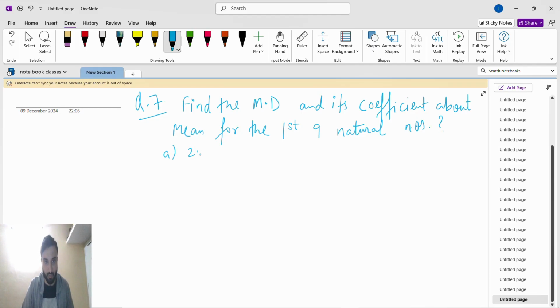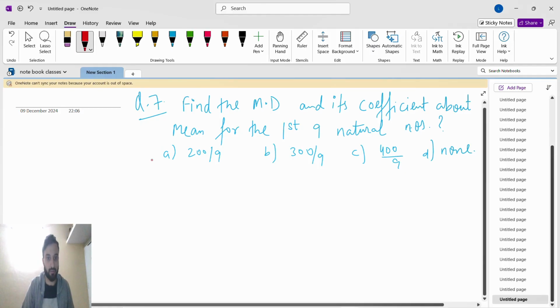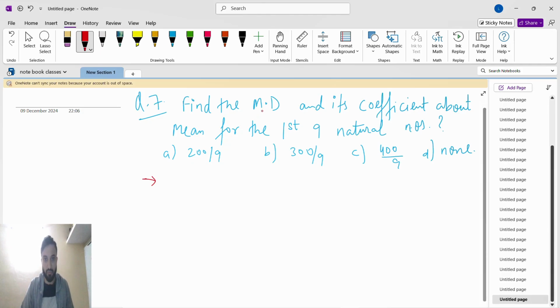The options are 200 by 9, 300 by 9, 400 by 9, and then none of these. Okay, so let's solve it. They said find the mean deviation and its coefficient about mean. So we have to find it for mean. So first of all guys, we'll find the mean.